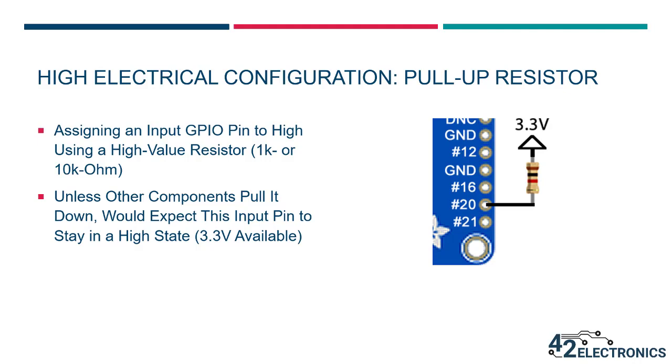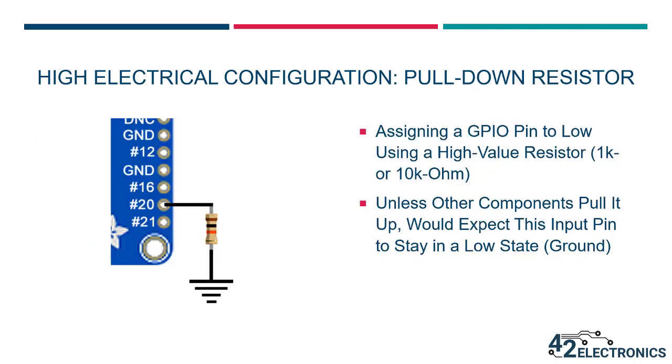So to configure an input GPIO pin for a high default state, we would need to create what we call a Pullup Resistor. This is when we use a high value resistor in the circuit to cause the default state of that GPIO pin to be high. So unless some other component comes along and shifts that pin state to low, we would expect that pin to operate in a high state.